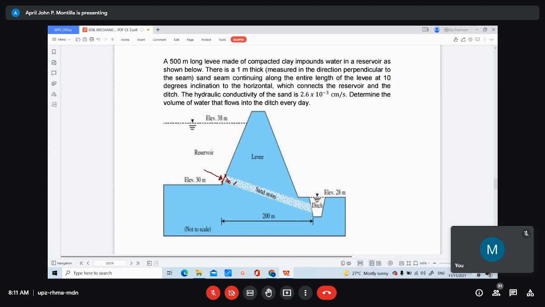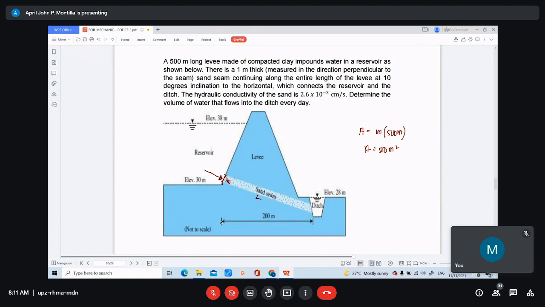At yung direction of flow is perpendicular to the cross-section. No, etong 1 meter na to perpendicular sa direction of flow. Para maging cross-sectional area, i-multiply natin yung length, which is 500 meters. So cross-sectional area is 500 square meters. No? Now, kung yan yung direction of flow, nasan yung length? It should be parallel to the direction of flow. Nandito yung length, di ba?